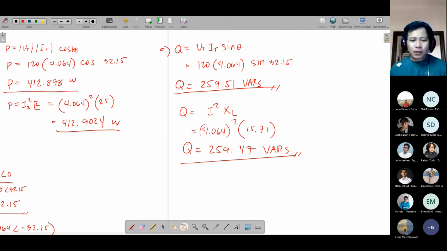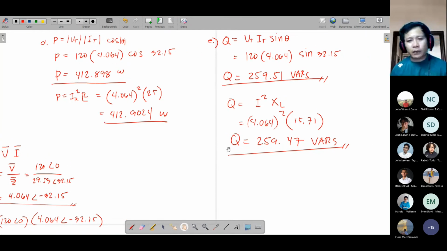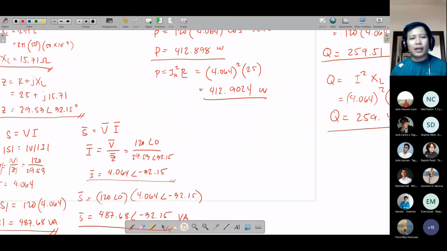Okay? So as you can see here, the other formulas for P or the other formulas for Q are connected to their main formula. Okay? So far, any questions?